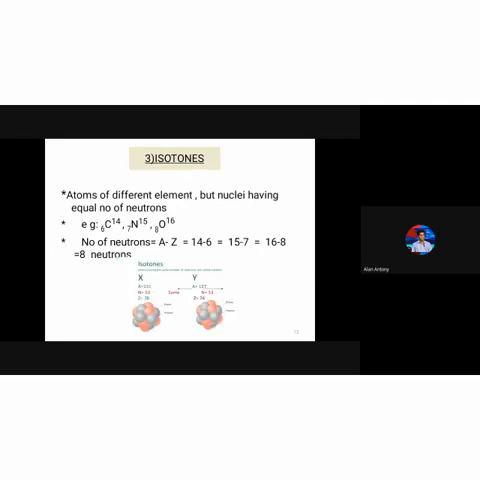Next are isotones. Isotones are atoms of different elements which have an equal number of neutrons. In the example, we can see calcium, nitrogen, and oxygen. They have the same number of neutrons, that is 8.